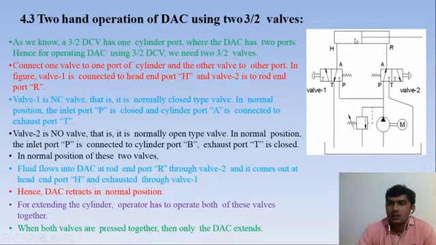So in the 3 by 2 direction control valve, in first position, whenever we start our hydraulic pump, fluid will be passed from reservoir to pump and pump to port P. When you press this button, fluid will be passed in first position from port P to port A and port A to cylinder. And the cylinder will retract.